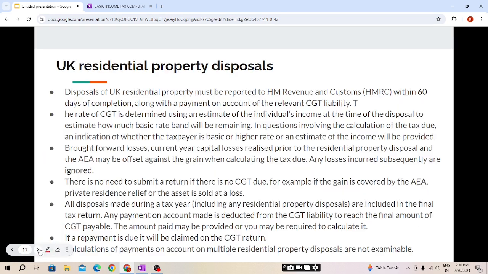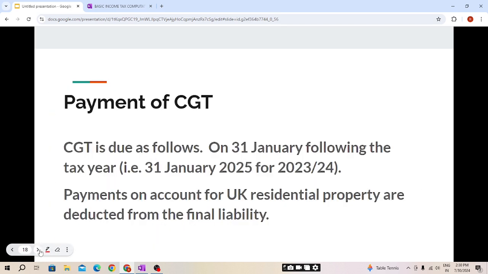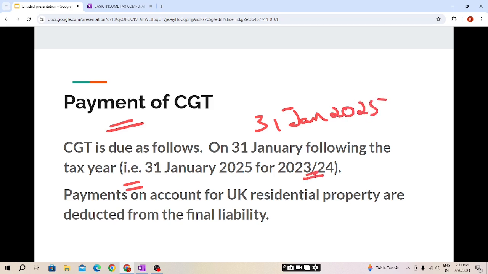Now coming, we have seen the order, students, for setting off the AEA and capital loss. First residential property and then other gains. For the order of the calculation of tax, you need to follow the same, but if you do not follow, you will get the same answer. But students, further we will be studying the BADR relief concept, in that we need to follow this format. So you need to follow the format which I have given. Now we have seen the payment of CGT is due on 31st Jan 2025 for the tax year 23-24, but for residential property it must be paid within 30 days.